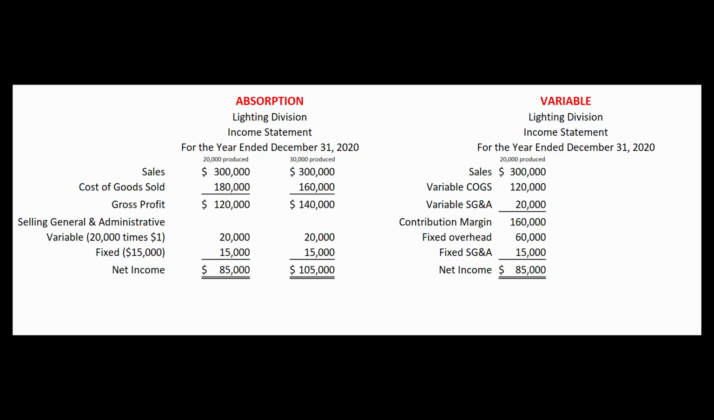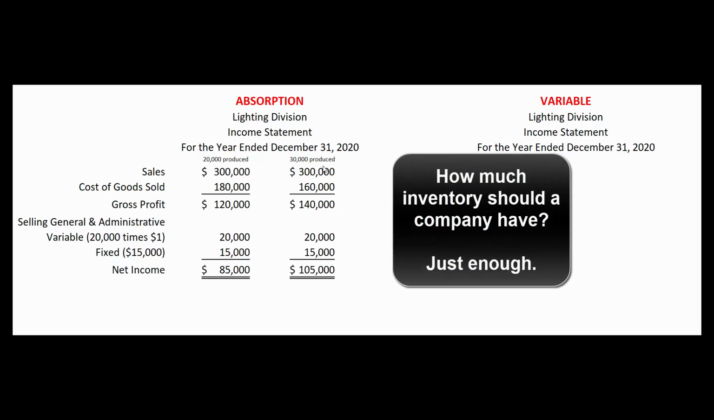So a manager might say, hey, I'll make more units, I'll look more profitable, I'll hit my bonus. But what's happening is you have 10,000 units building up in inventory. How much inventory should a company have? Just enough. Too much inventory is eating up interest costs, storage costs, insurance costs, handling costs.